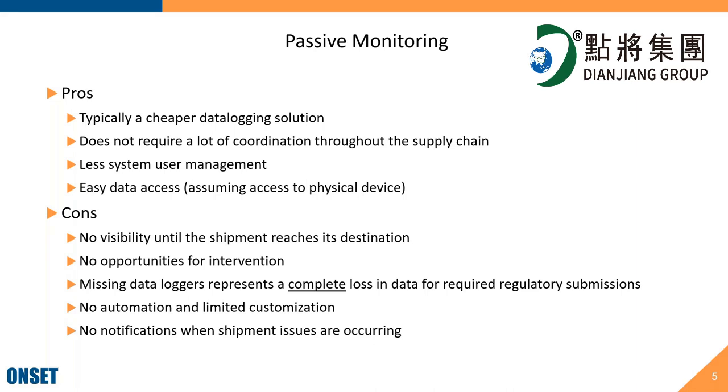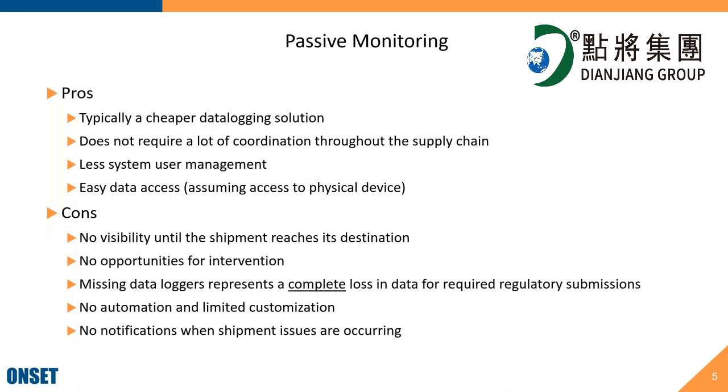Some cons of passive monitoring: there is no visibility until the shipment reaches its destination, something we just talked about. So because of that, there are no opportunities for intervention. So if you said that your main goal with cold chain monitoring was product loss prevention, then passive monitoring really isn't a great solution for you. If you're talking about regulatory compliance, then yeah, USB loggers definitely will work, but you'll see why there are other options out there that can make even regulatory compliance a lot more efficient and effective using a lot of the benefits and features of other technologies.